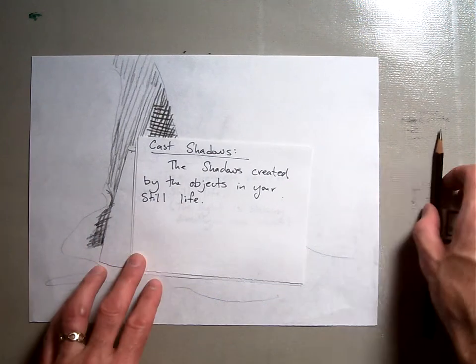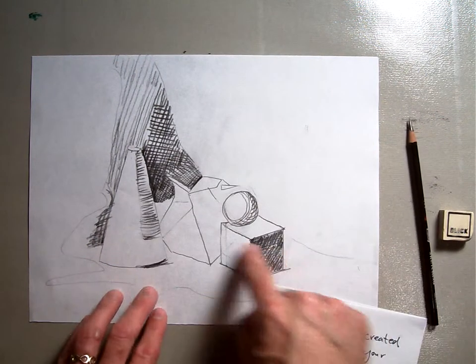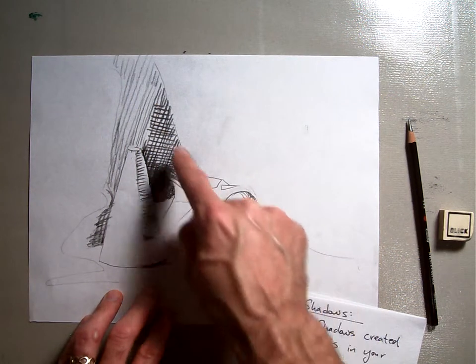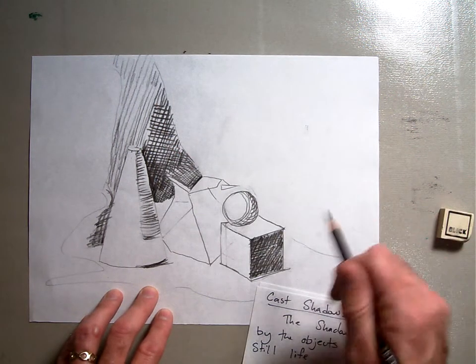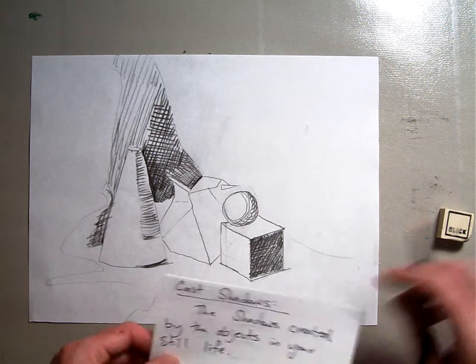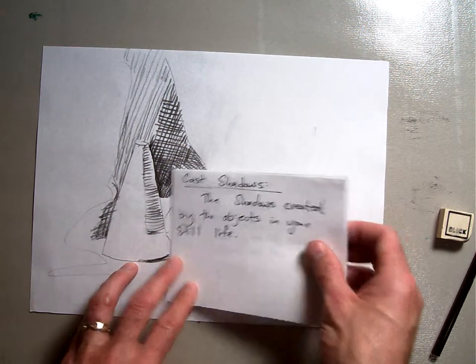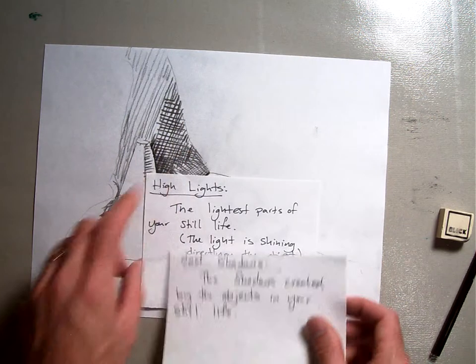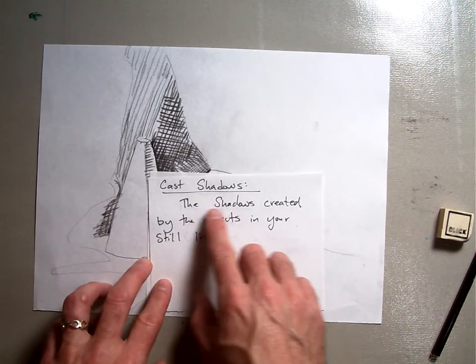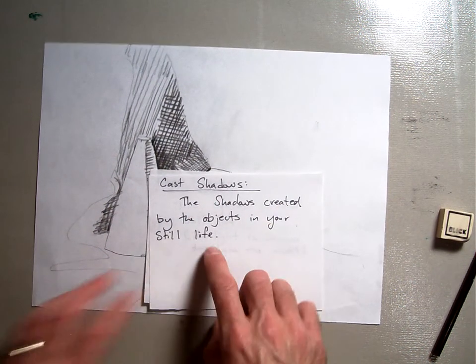Welcome back. We just got done drawing our darkest values in, like right here, and using cross-hatching to do that. Now we're going to talk about two things. We're going to talk about cast shadows, and we're going to talk about highlights. A cast shadow is the shadow that's created by the objects in your still life.